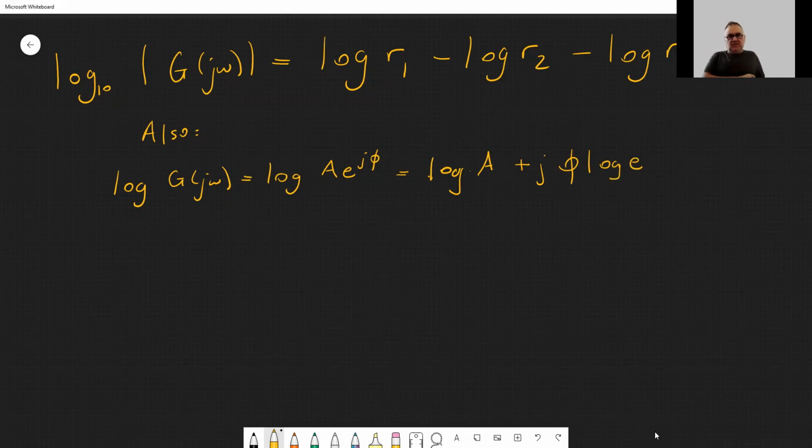So if you take the logarithm, you just get the real part, and the real part of it gives you the logarithm of the amplitude, okay? So the Bode plot shows real and imaginary parts of the log of g of j omega.